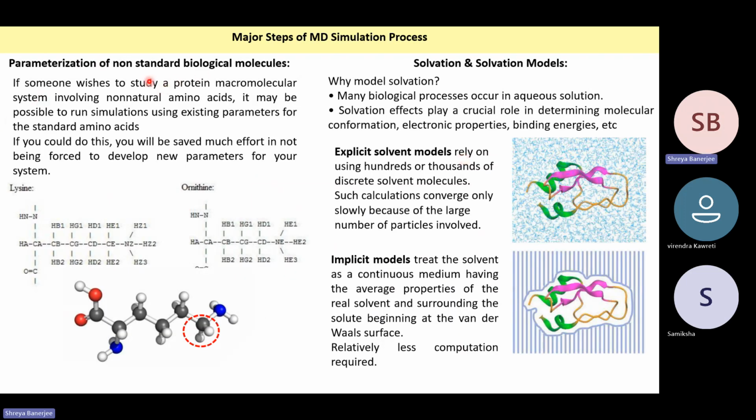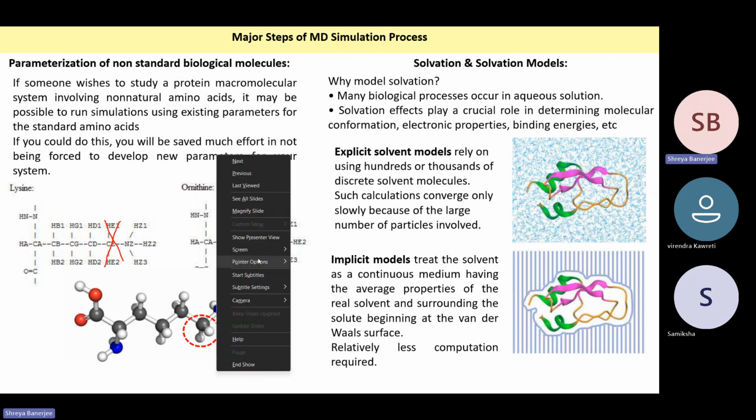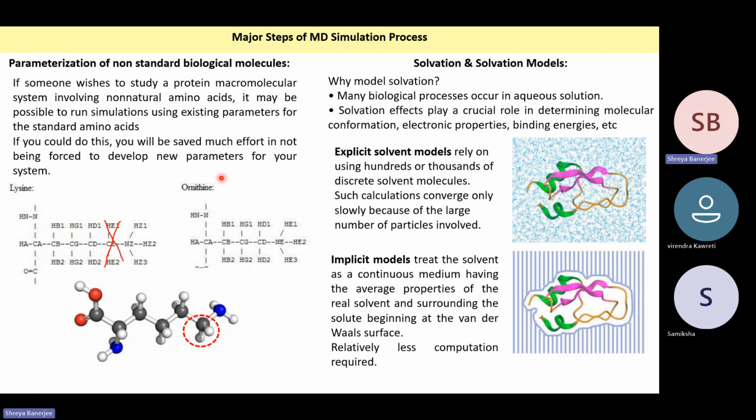Now there can be some non-standard biomolecules. Lysine is a standard amino acid, but ornithine is basically similar: in the lysine side chain there are 4 CH2 groups and then 1 NH2 group, while in ornithine the 4th CH2 group is not there. So it is a non-standard amino acid, or you can say a modified amino acid.